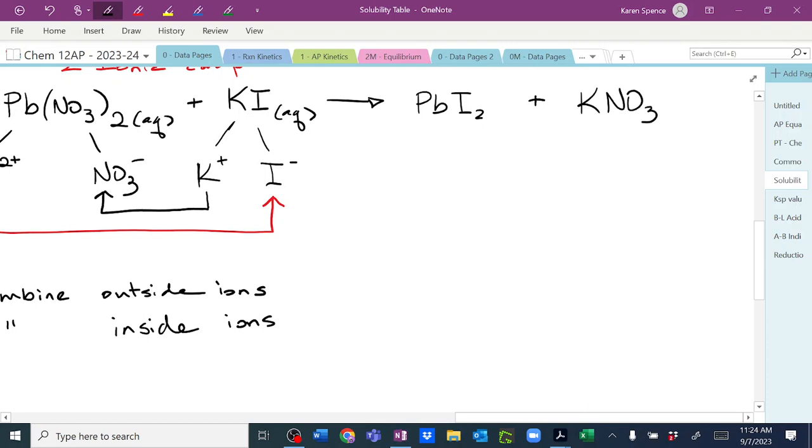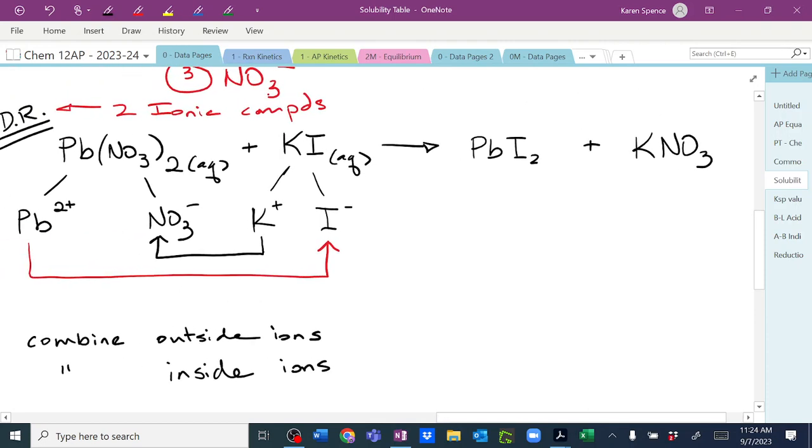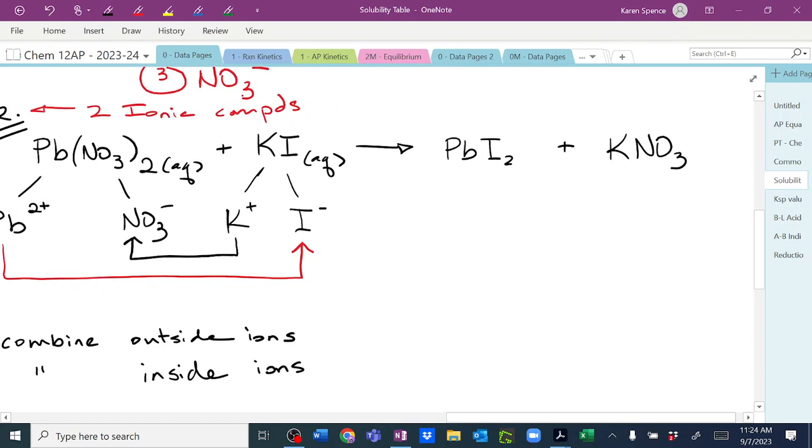KNO3. And now I say to you, this reaction produces a precipitate. If that is the case, what are the states of my products? PbI2 is solid because potassium nitrate must be aqueous, and if our reaction produces a precipitate, then that has to be it because it can't be the other one.